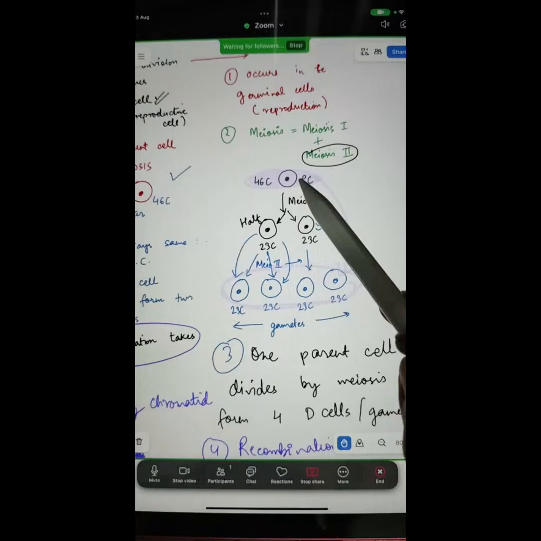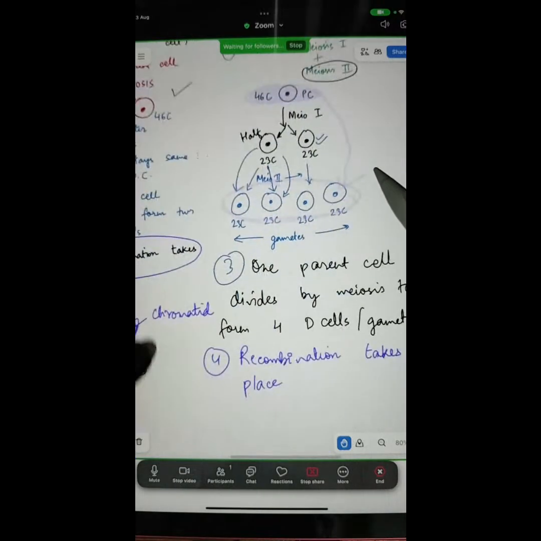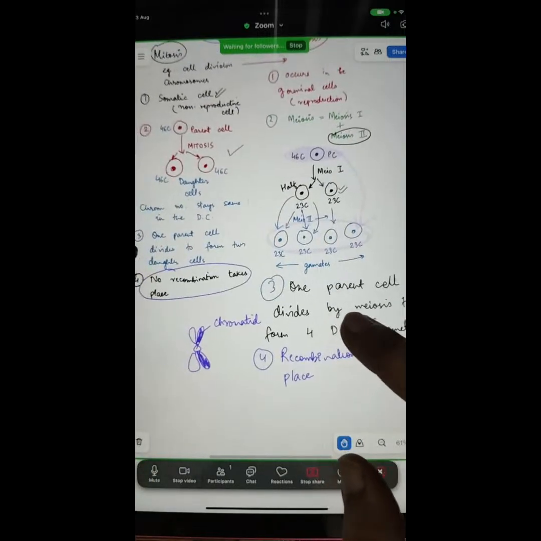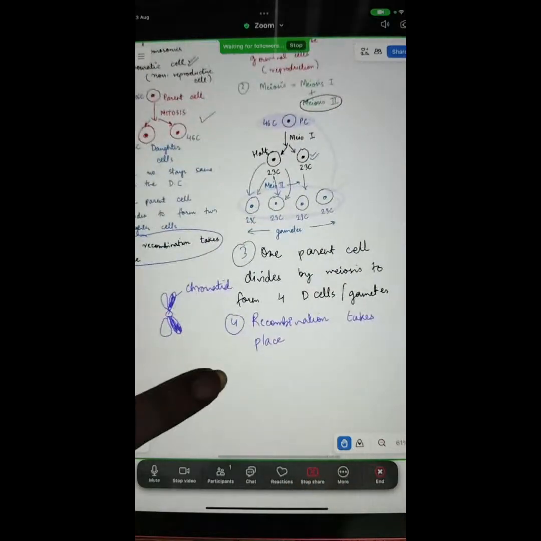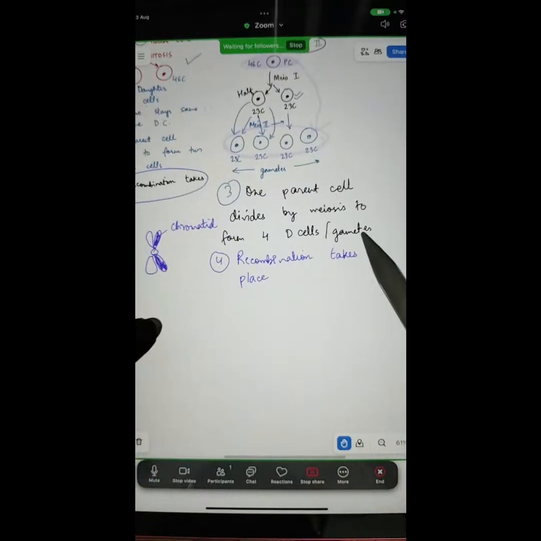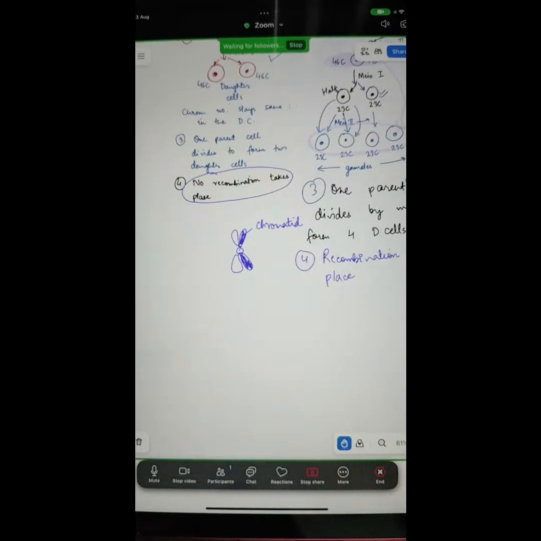So from one parent cell with 46 chromosomes, at the end of meiosis, we'll be getting four cells, and these four cells are known as gametes with half the chromosome number. As in mitosis, we have written the third point as one parent cell divides to form two daughter cells, here I have written one parent cell divides by meiosis to form four daughter cells or gametes. Recombination takes place in meiosis. Here I have shown you an illustration where I wanted to show you the chromatid. So these are the arms of the chromosomes.